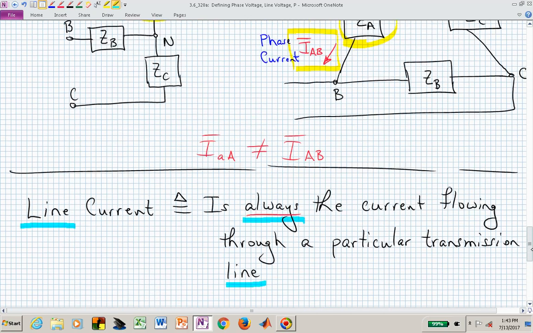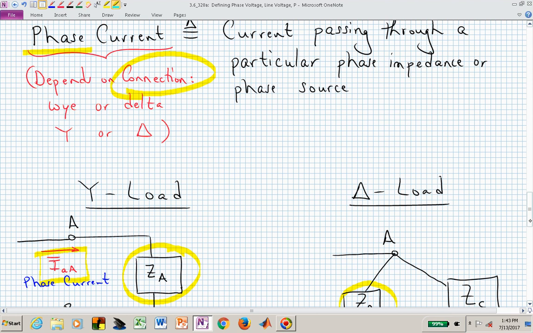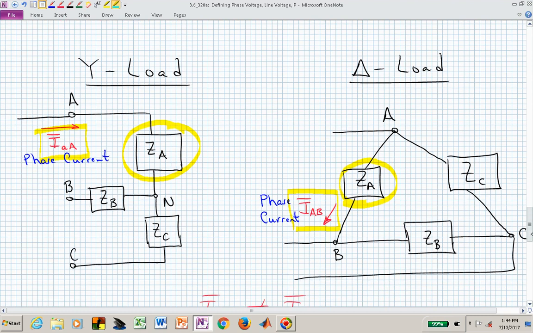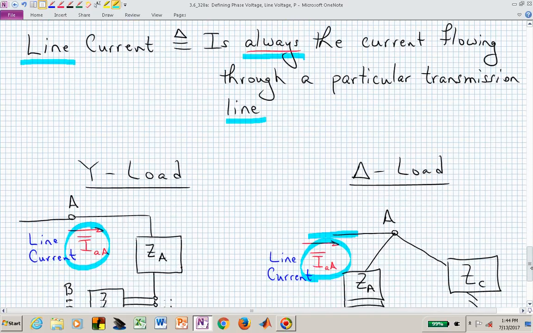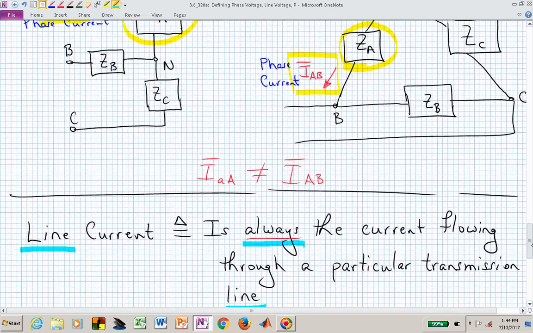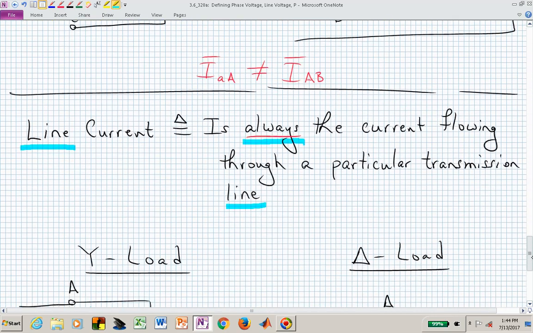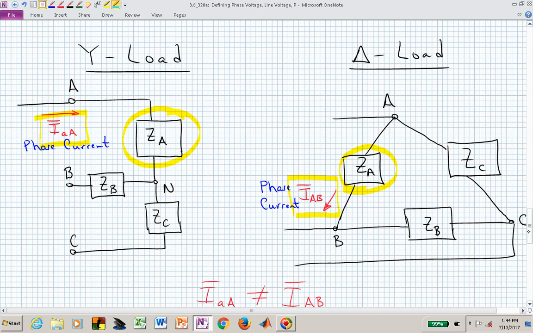It's only when you start talking about phase variables, phase current and phase voltage, that you have to worry about the connection. And here, I hope you can see that the phase current is the same as the line current in a Y configuration. In a delta configuration, that is not the case. The line current is definitely not equal to the phase current for a delta-connected load. That's what you need to be clear on.